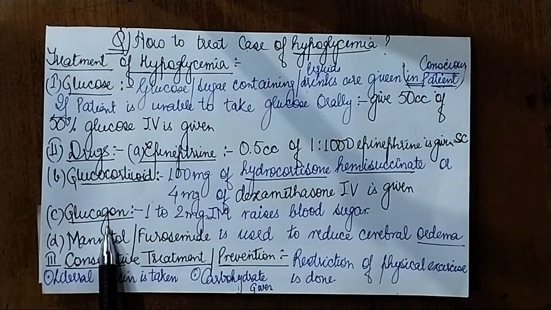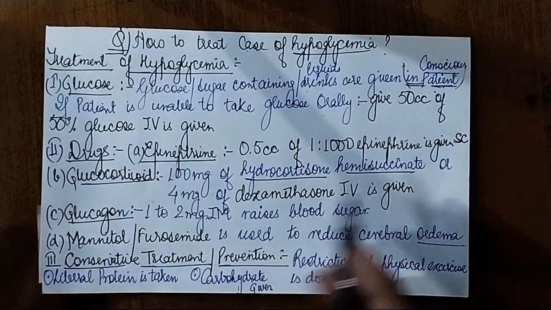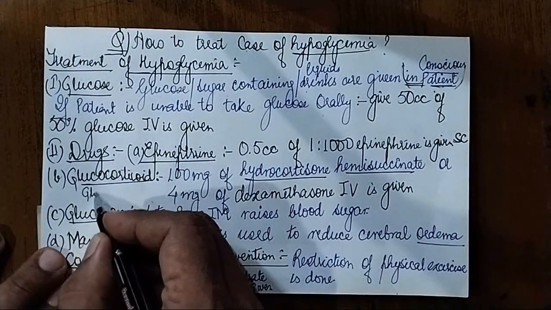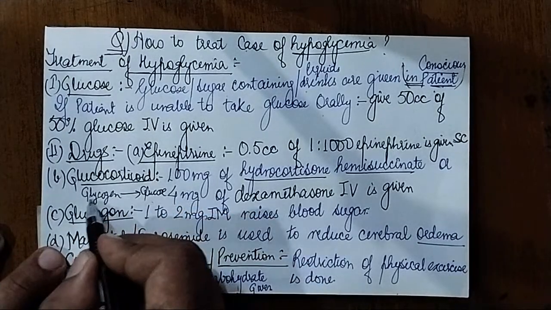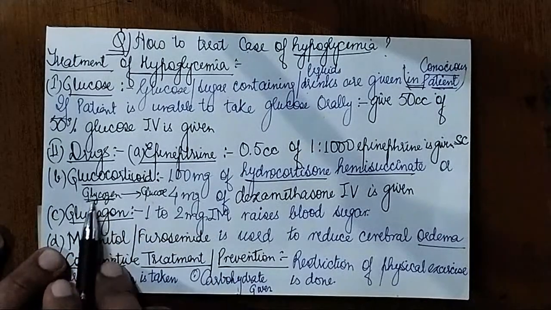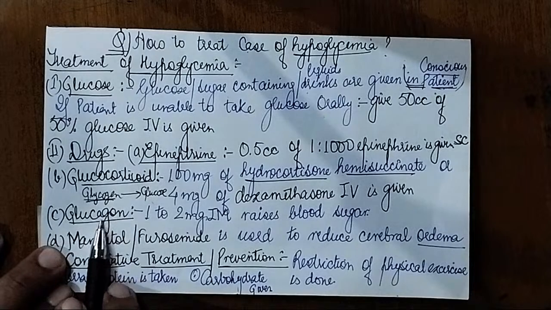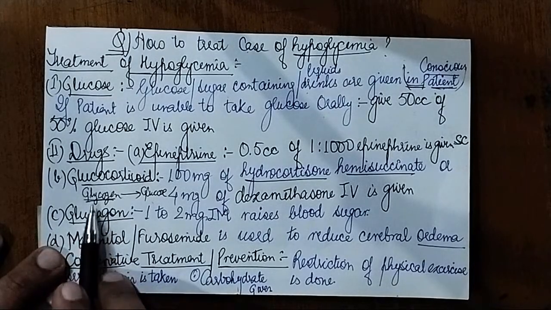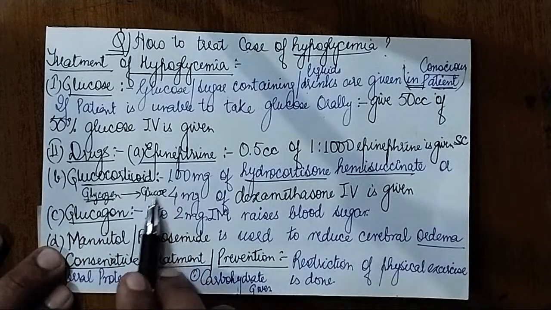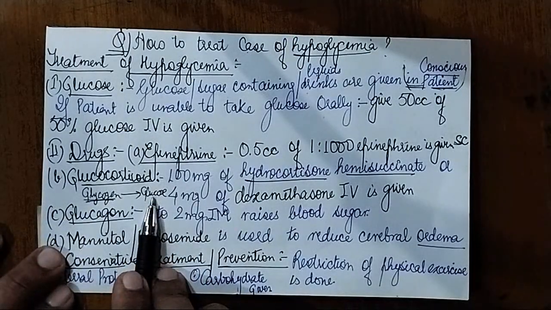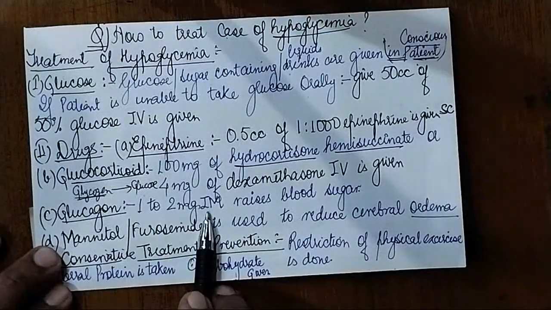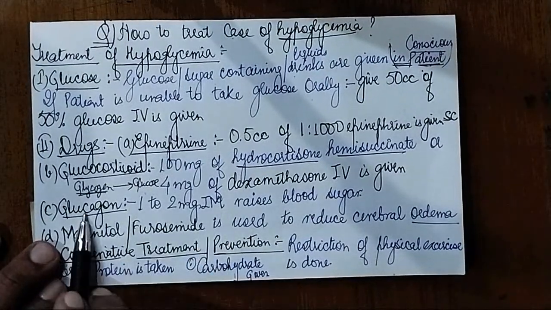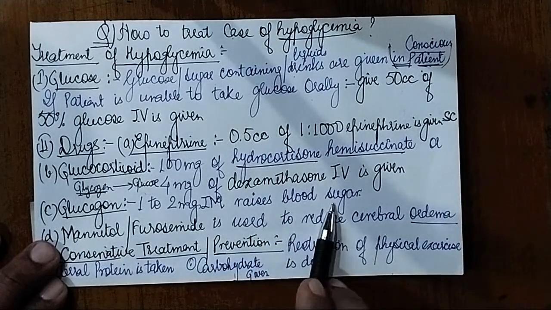The next is glucagon. Glucagon is the hormone responsible for conversion of glycogen to glucose. The stored form of glucose is glycogen. If the stored glycogen needs to be broken down, it is glucagon that is responsible for the conversion of the stored glycogen into glucose, so that the blood requirement of glucose is met. So glucagon can also be given to such a patient if the patient is unconscious. That is, 1 to 2 milligram intramuscular glucagon injections should be given to raise the blood sugar level.